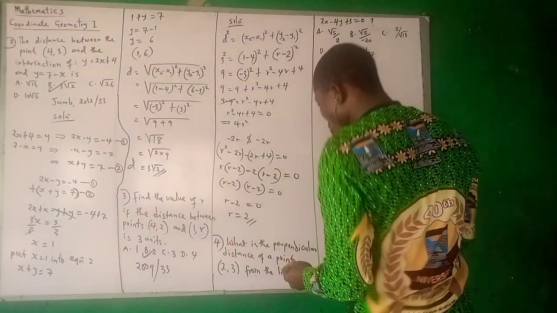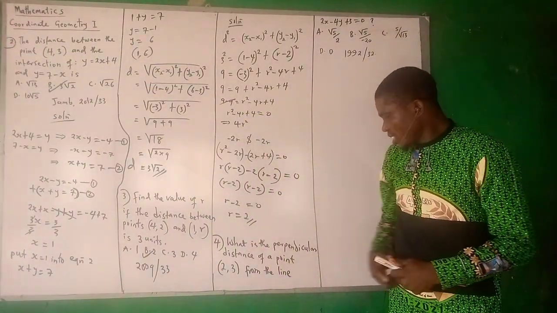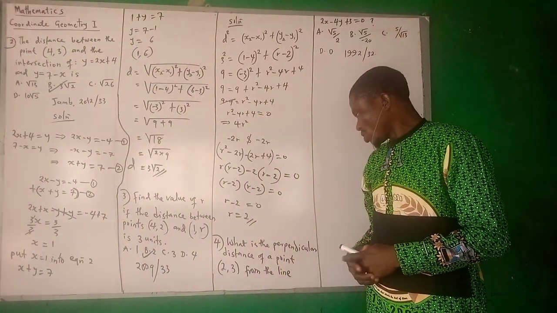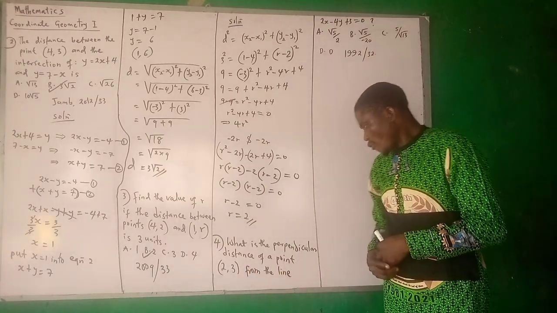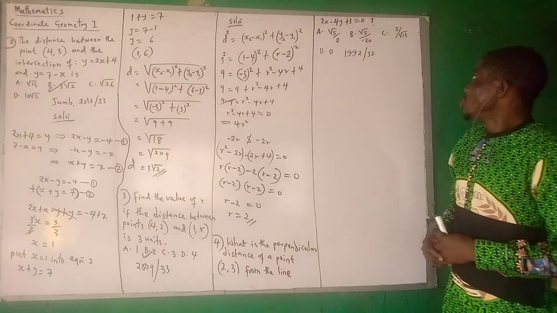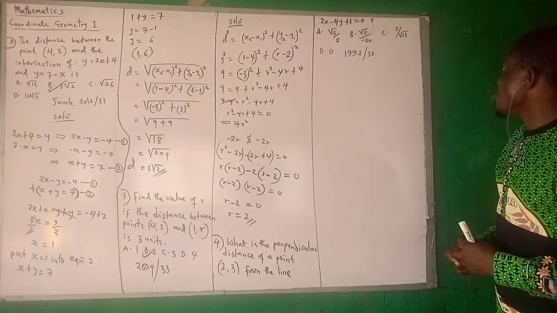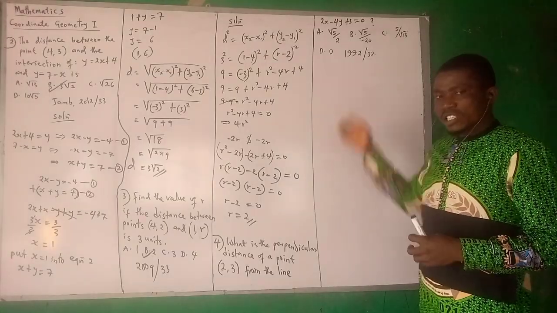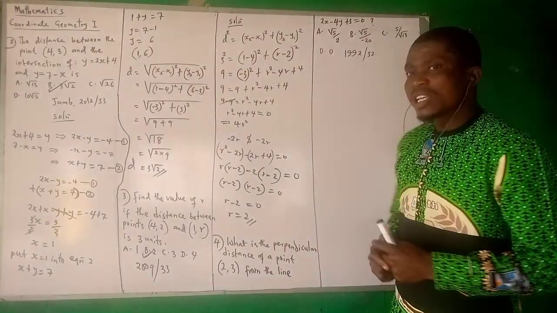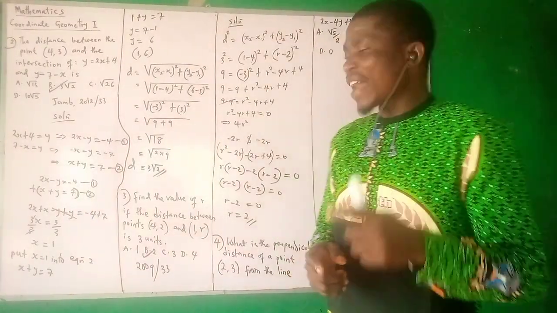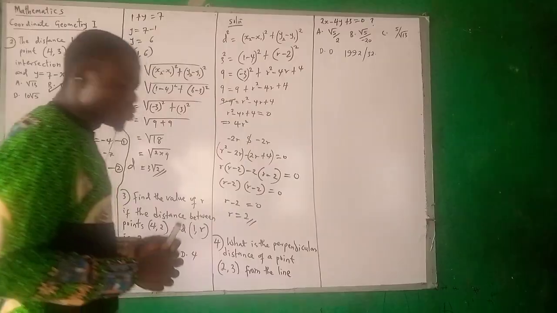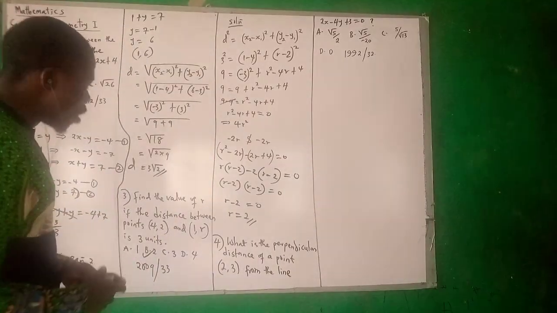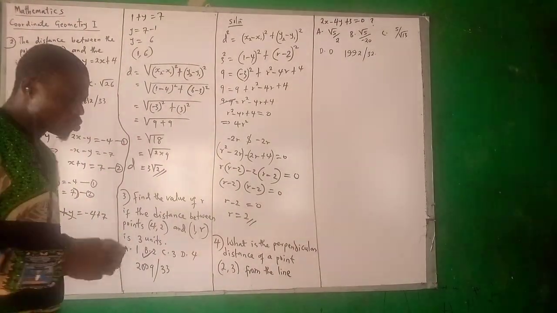Okay, let's solve question number 4. What's the perpendicular distance of the point (2, 3) from the line 2x minus 4y plus 3 equal to 0? And this is a JAMB question. Please, JAMB students have to pay attention. I'm trying to reveal to you the different ways through which JAMB asks questions when it comes to the distance between points.